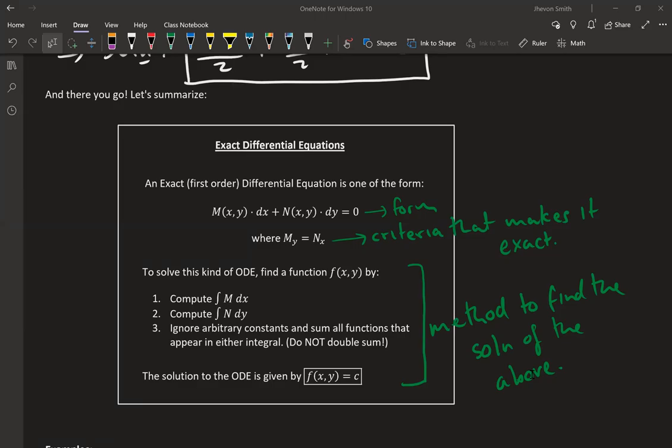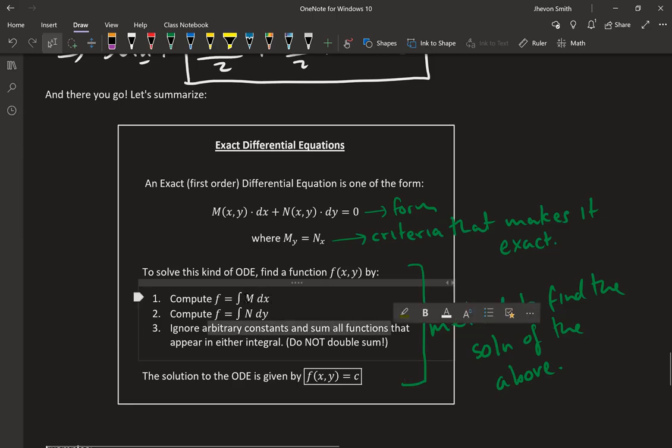Compute the integral of m dx, compute the integral of n dy, ignore arbitrary constants, sum all the functions that appear, do not double sum. Then your solution is going to be f of x comma y equals c, right? Your F is going to be equal to both of these. But in steps 1 and 2, potentially each of these steps will be missing some data. So you can collect all the data by just summing all the functions that appear. Any that's missed in step 1, you'll pick up in step 2. Any that's missed in step 2, you're going to pick up in step 1. And so that's what you have.